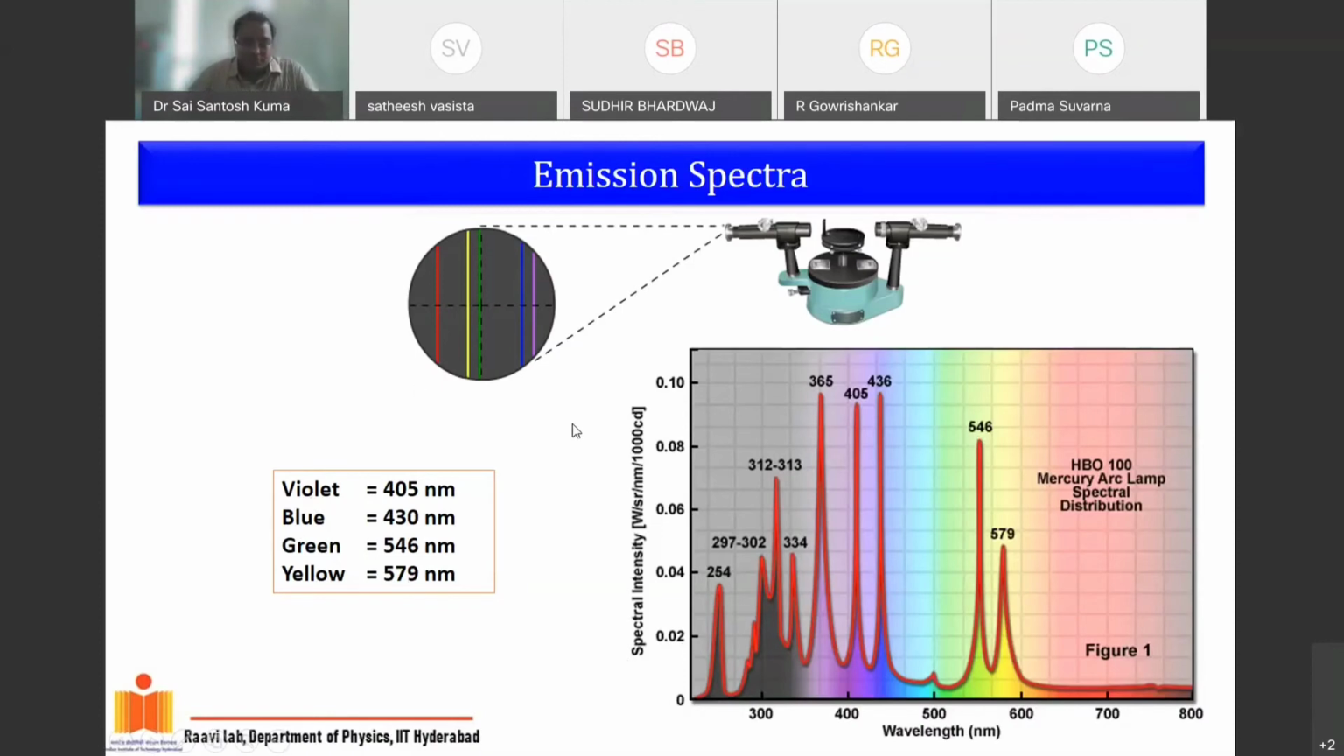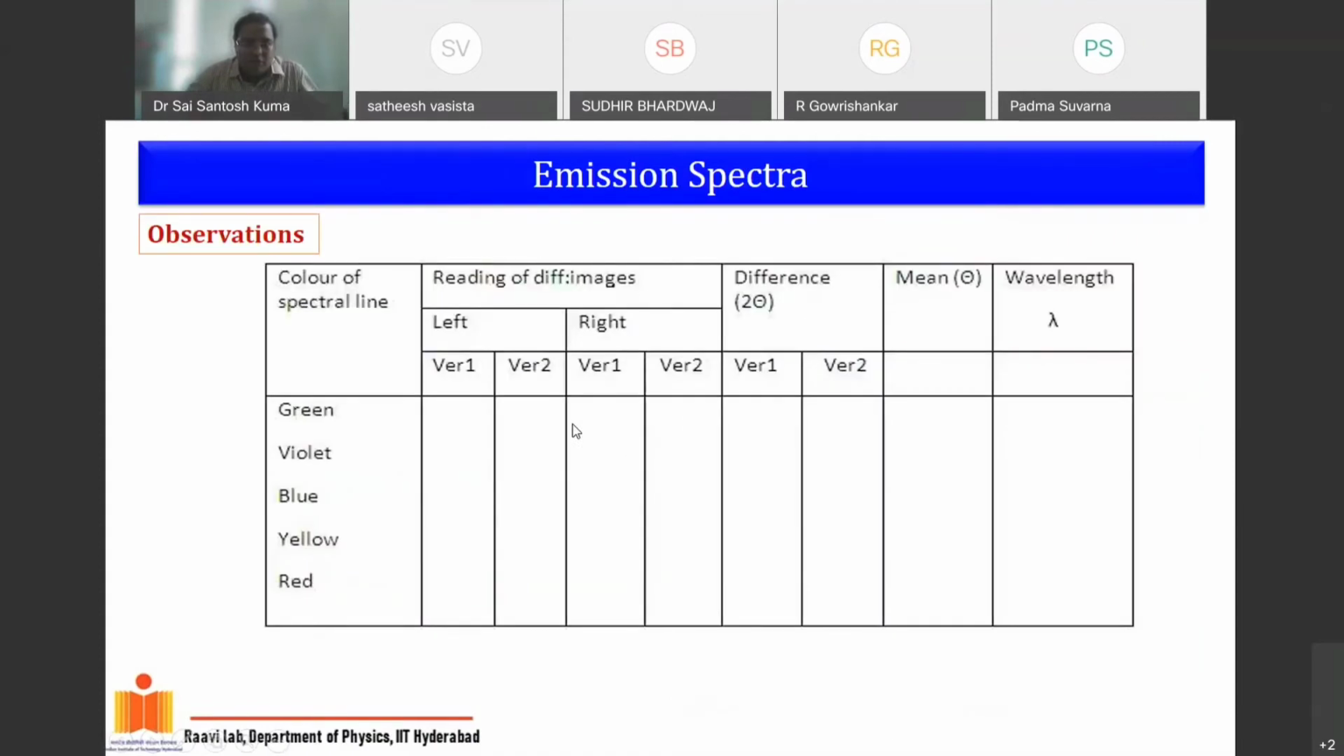Okay, so what is it that you're going to fill? You're going to fill in the observation table which looks like this. For each color, what is vernier 1 and vernier 2 for the right and left parts of the viewing angle?